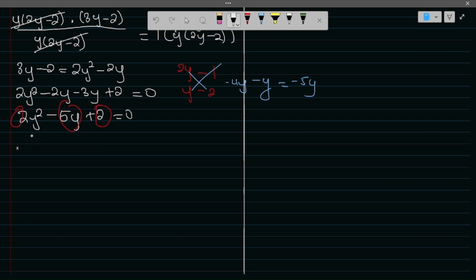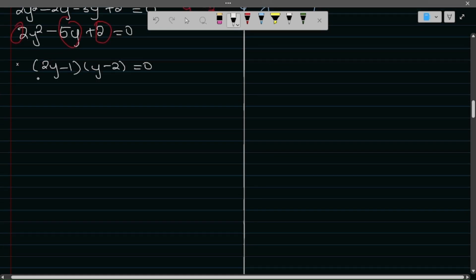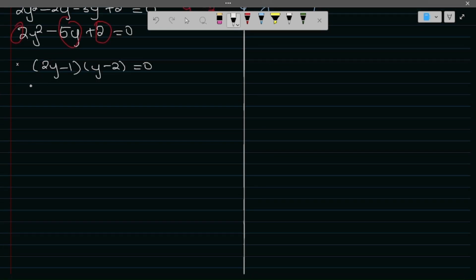So we're gonna have 2y minus 1, and y minus 2 is equal to 0. Now we factorized it correctly. The second step you need to do is to solve for the product of 0.